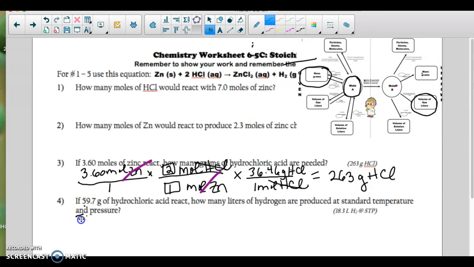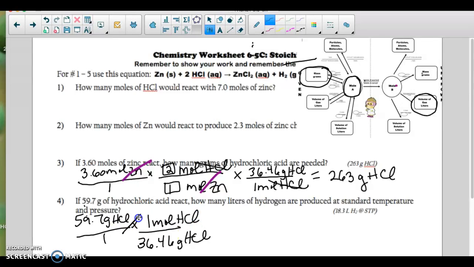So first thing, always take this over 1. I know the molar mass of HCl. I just used it up there. So 36.46 grams of HCl and 1 mole of HCl. So those cancel. I'm right here. Now I'm going to do my mole-mole. From my balanced equation, 2 moles of HCl.